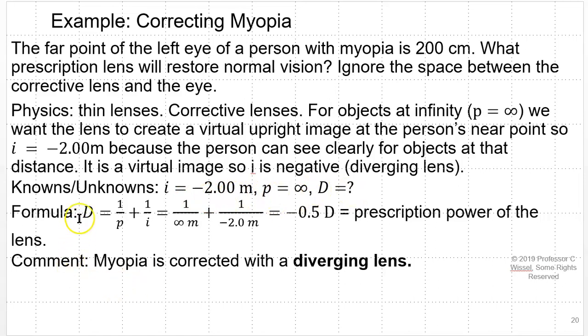The formula is diopter equals 1 over P plus 1 over I. And of course, P is at infinity, so that term turns into 0. So it just becomes 1 over minus 2, or negative 0.5 diopters. This would be the prescription power of the lens. So myopia is corrected with a diverging lens.